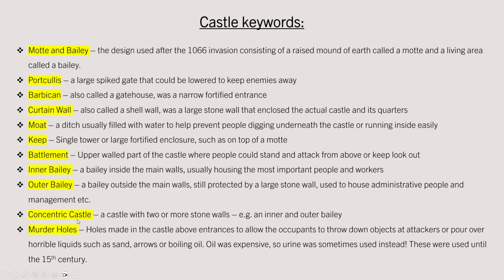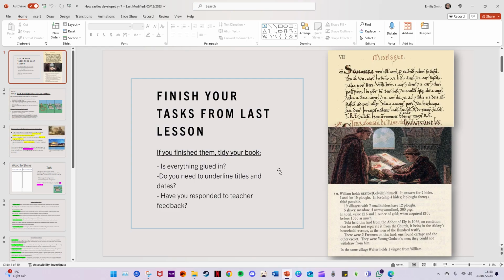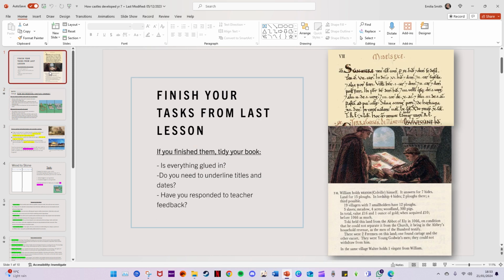And you can also add murder holes on. I have discussed that with my students previously, so it's up to you what you've talked about, but these are just the keywords. So hopefully by the end of this lesson there's a chance that they will understand that evolution of castles and why it is different, and also start to get that idea of pros and cons. And obviously you can set a homework to consolidate that learning.